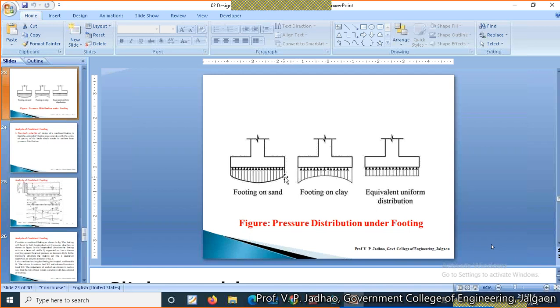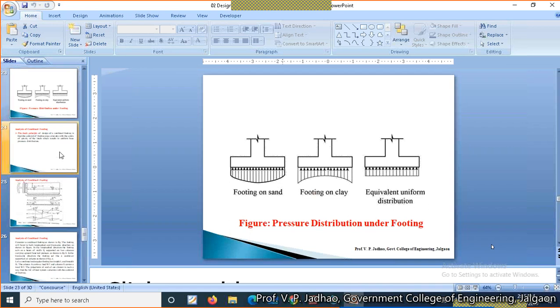This type of distribution in the first figure will be for sand only, that is, for non-cohesive soils, whereas the second type of distribution will be for clay soil, that is, cohesive soil. Therefore, if we have sandy clay, then the pressure distribution will be different. If we have silty clay, then we will have some different pressure distribution. Therefore, for simplicity, we are just considering the pressure distribution as uniform.